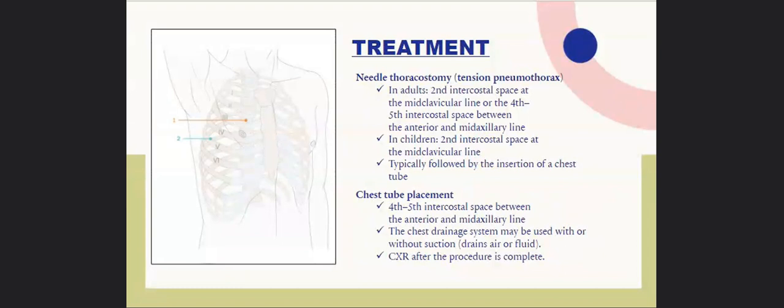The chest tube is basically placed in the fourth or fifth intercostal space between the anterior and mid-axillary line, and it's connected to a chest drainage system, which can be with or without suction. And this drains the air or fluid that's accumulating in the pleural cavity. And a chest X-ray is always performed after the procedure is complete.